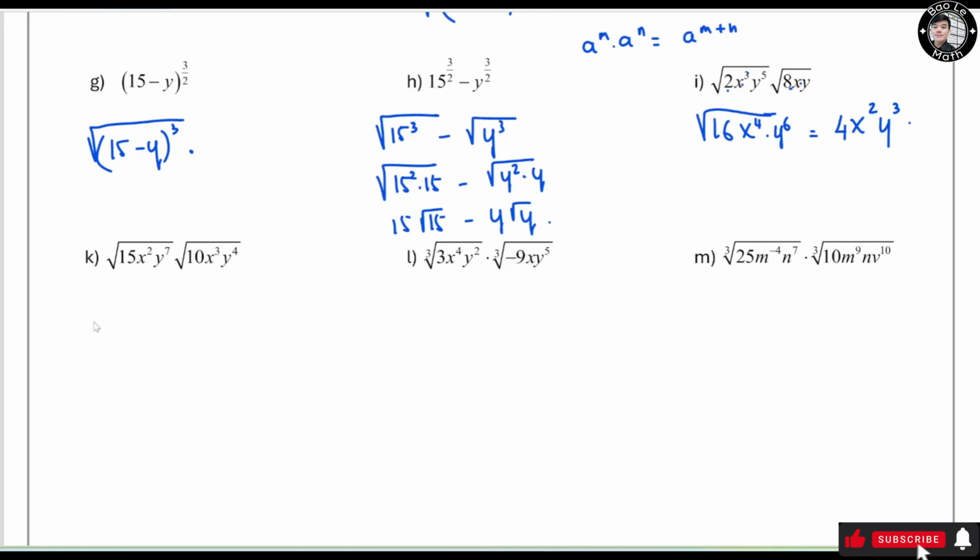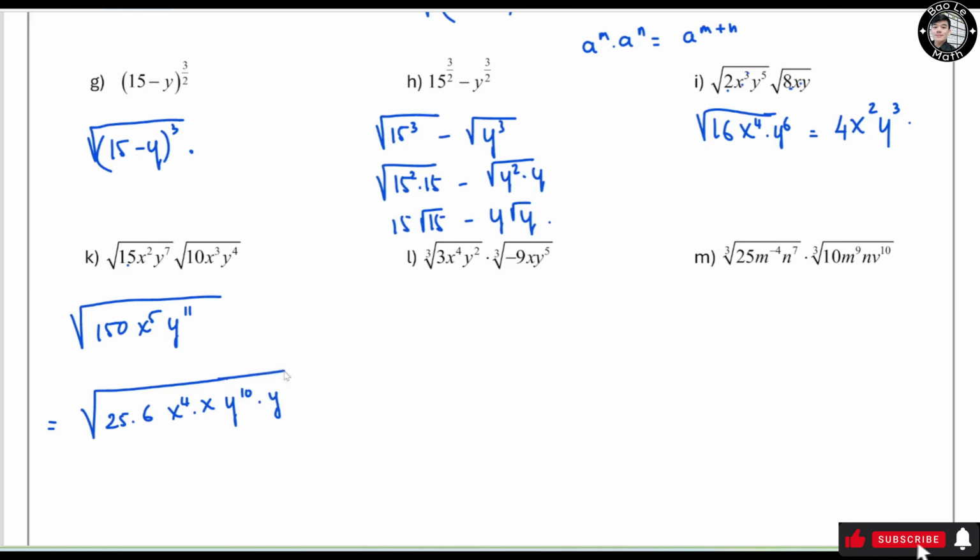Similar to question I, we're going to combine these two guys, right? So it's going to be 15 times 10, it could be 150, right? S squared times s cubed, it could be s to the 5th. Y to the 7 times y to the 4 is going to be y to the 11, right? To simplify this one, you can separate this guy. 150 can be written as 25 times 6. S to the 5th can be written as s to the 4 times s. Y to the 11 can be written as y to the 10 times y, right?